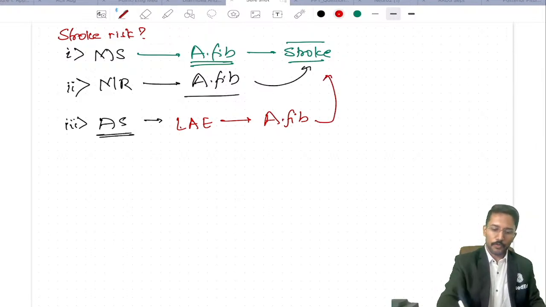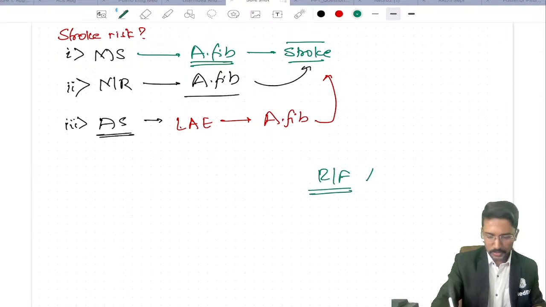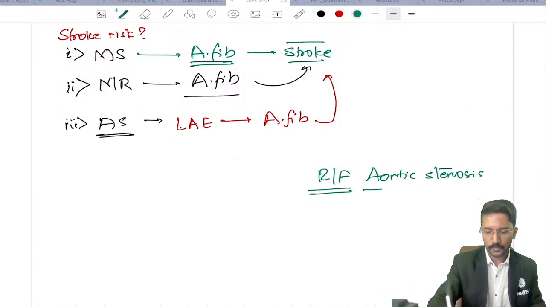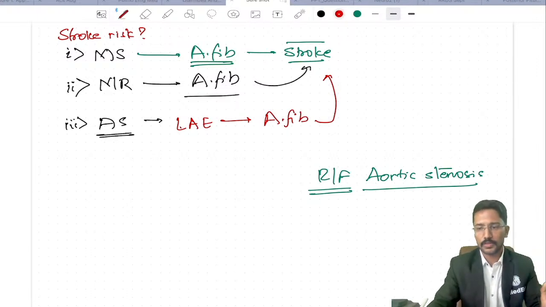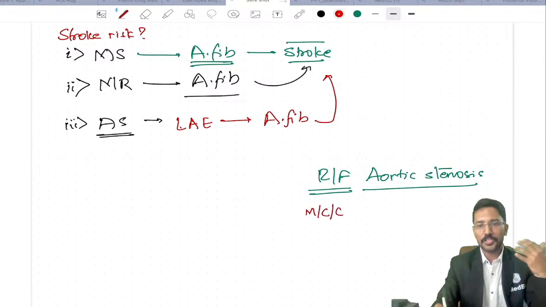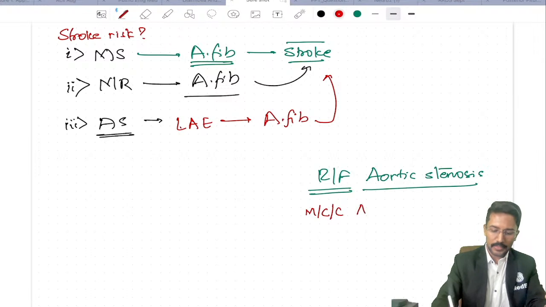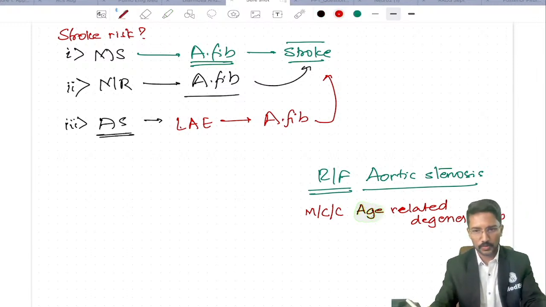Okay, now before we move on, tell me the risk factors for development of aortic stenosis. What is the most important risk factor, or what is the most common cause for aortic stenosis? The most common cause for aortic stenosis is age-related degeneration of the aortic valve, right? It is calcific degeneration, which is age-related degeneration. So age is obviously a very important risk factor. In the elderly, you are likely to develop aortic stenosis.